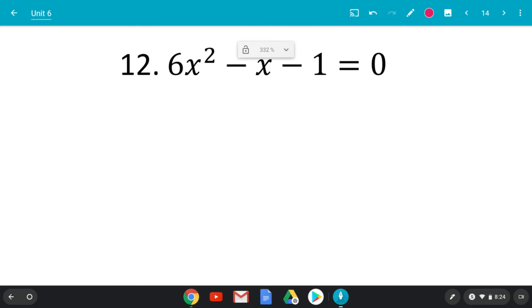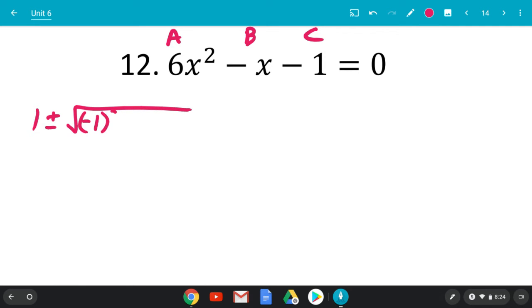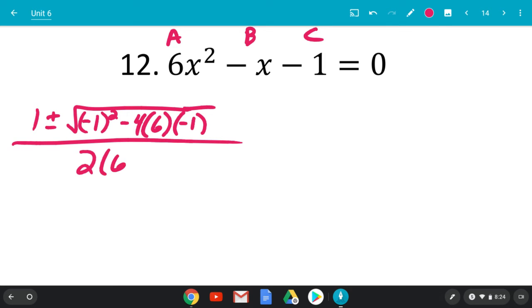Number 12 is already in standard form for us, so it's ready to go. Negative b, or opposite of b. B is a negative 1. A is 6, and negative 1 is c as well. So I've got opposite of b, which would be 1, plus or minus the square root of negative 1 squared minus 4 times a, which is 6, times c, which is negative 1, all over 2 times a, or 6.